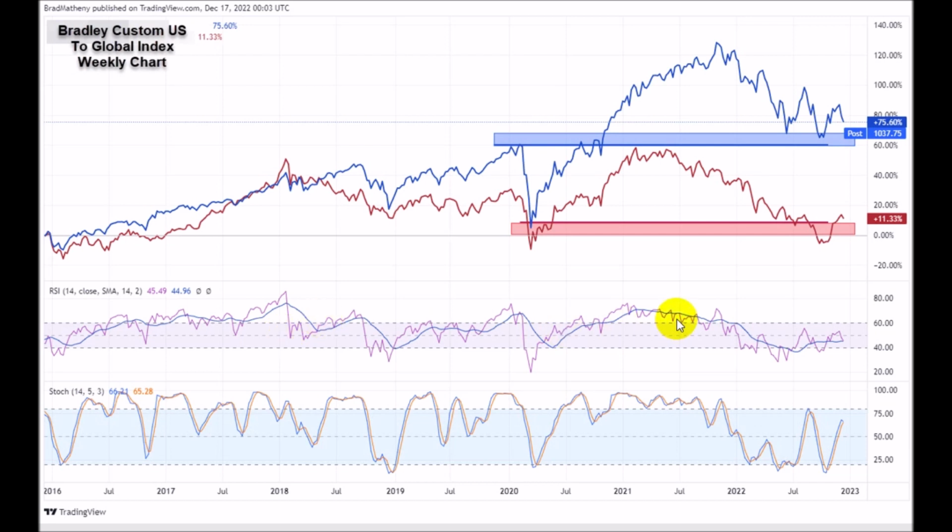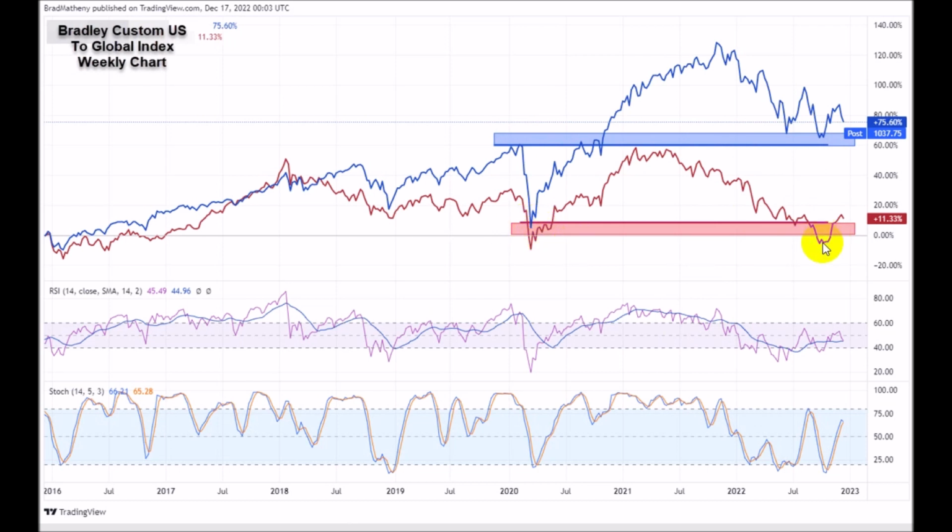So this is the custom US to global market index. And you can already see the support level here in the blue area and in the red area here that I had indicated from back in COVID. I had expected the US markets to try to find support above the COVID high, whereas the global markets were going to try to find support down near these COVID lows. You can see what happened recently.